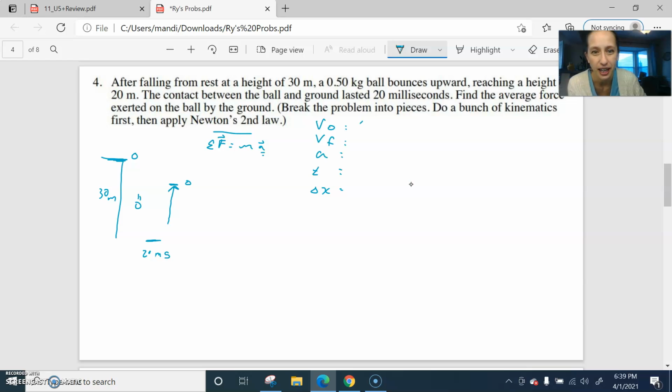Okay, so we started from rest, and we fell from a height of 30 meters. We don't know how long it took. Oh, when we're falling, acceleration is gravity, so that's just 9.8. So we have 3 things. We could calculate a lot of things. We could calculate how long it took to fall. I don't think that matters. We can calculate the velocity going into the contact with the ground, which could be useful, I guess. So let's find that.